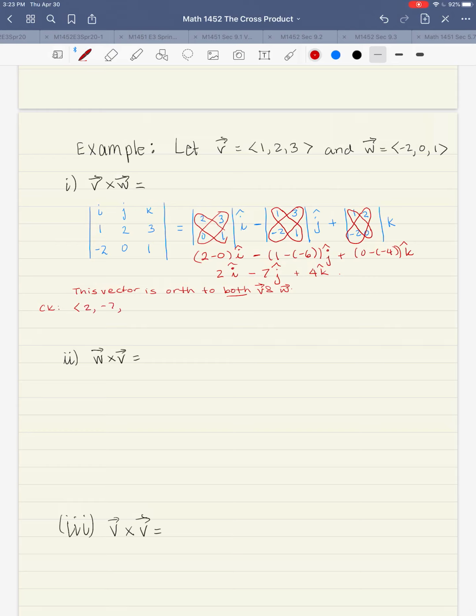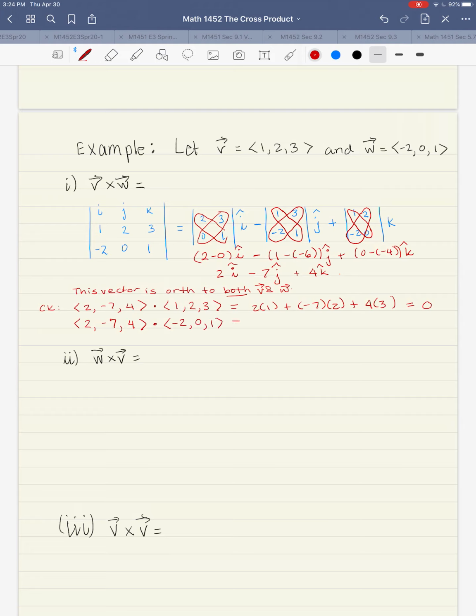Which means that their dot products should be 0. So let's make a quick check. Let's take the dot product between what we got as our cross product vector and vector v. And so we get 2 times 1 plus negative 7 times 2 plus 4 times 3. So we have 2 minus 14 is a negative 12 plus 12 is 0.